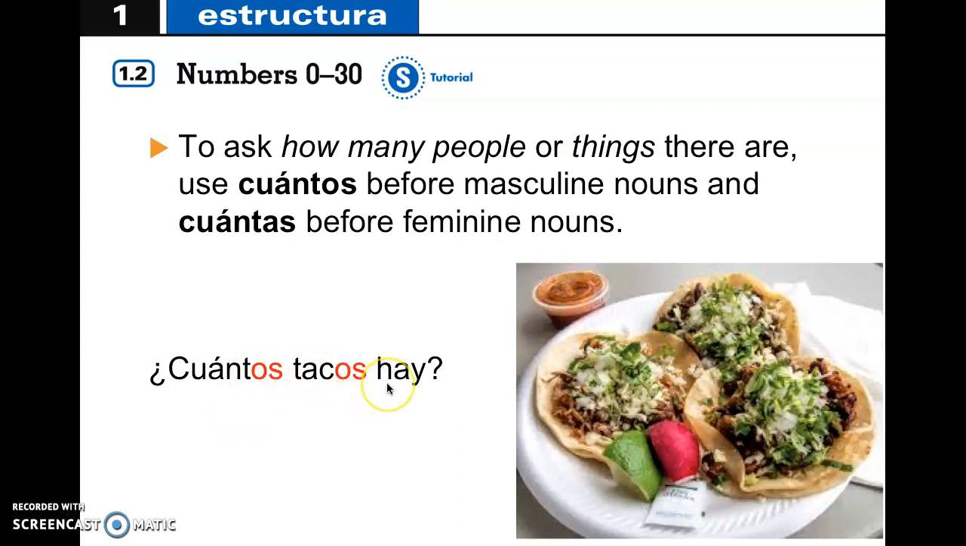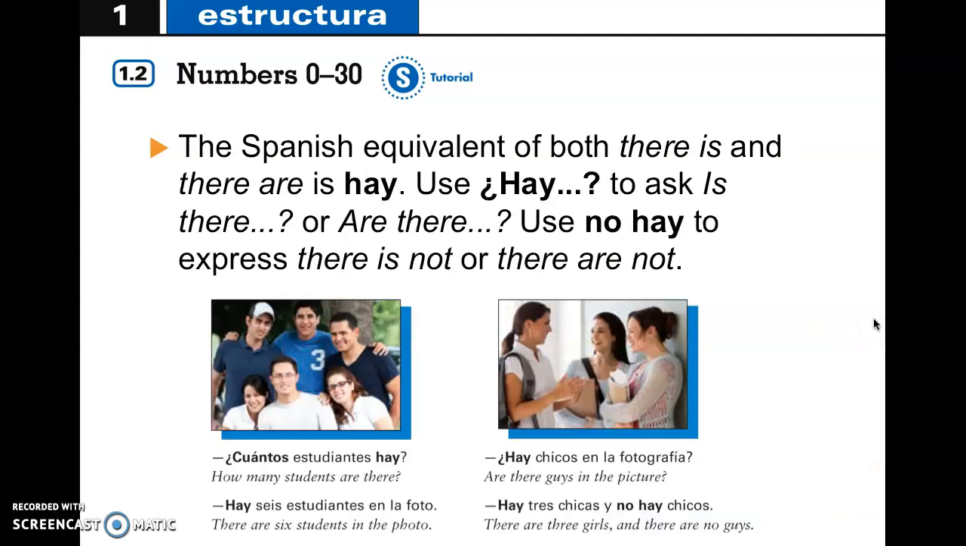¿Cuántos tacos hay? Hay 1, 2, 3. Hay 3 tacos. There are 3 tacos. Which leads us to the next thing. The word hay means there is. Okay, but in a question, it can also ask, is there or are there, right? If you put it in a question.